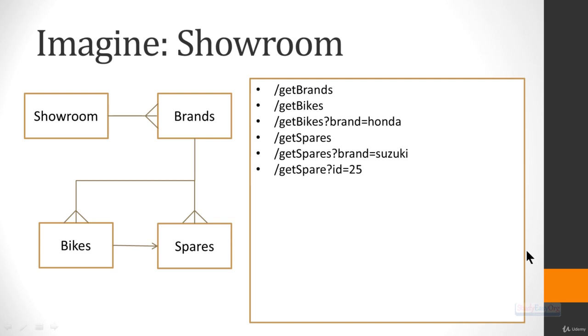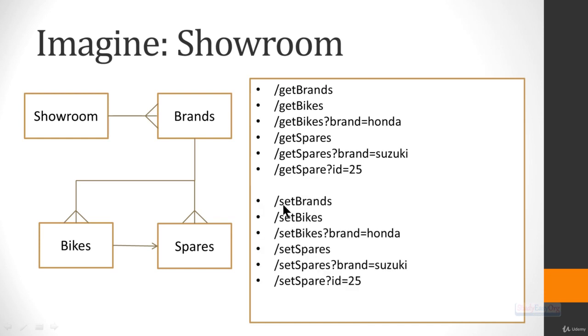Now friends, imagine that we would like to add some information in our showroom database. We would like to set some information. In that case, in place of get brands, get bikes or things like that, we can add some URI patterns, which would be like this: set brands, set bikes, set bike where brand equals Honda, things like that. So this is perfectly all right. We can create URI patterns similar to this, but definitely these are not resource based URIs. These are action based URIs, right?